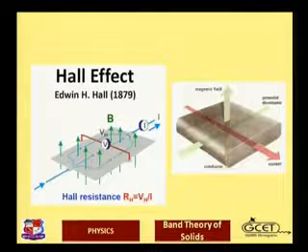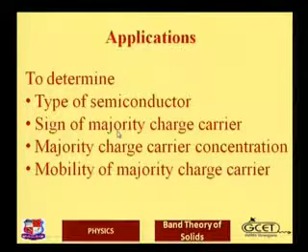It was invented by Edwin H. Hall in 1879. We can see here that the current is flowing in this direction, the magnetic field is in a perpendicular direction, and the voltage that is induced is in this direction. So here we can see the potential developed in another direction, the voltage that is developed is perpendicular to both current and magnetic field.